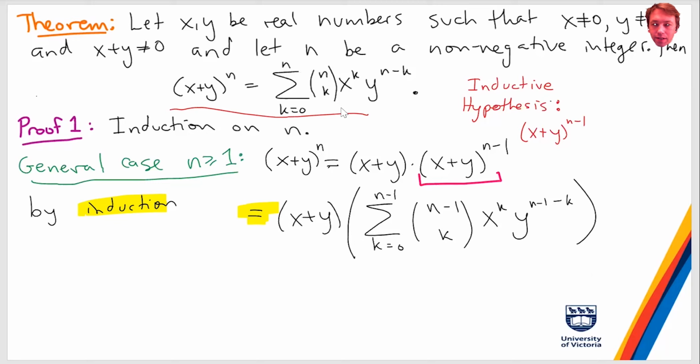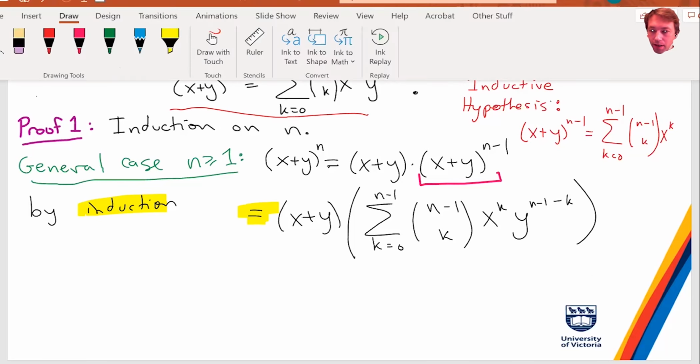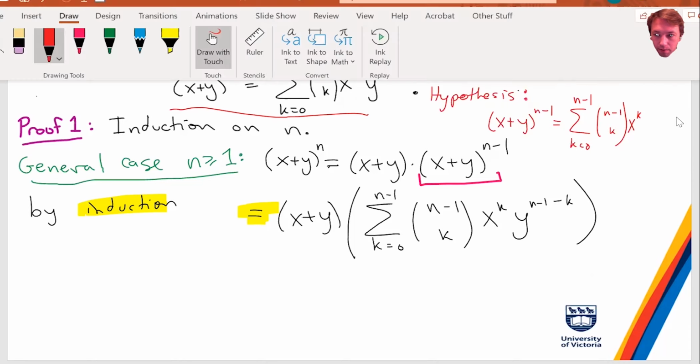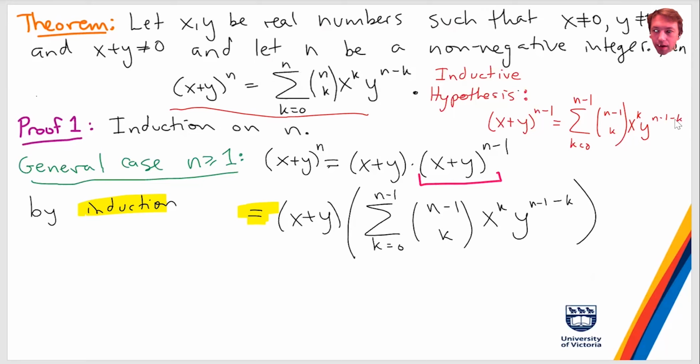The inductive hypothesis is that x plus y to the n minus 1, which is the statement of the theorem applied to n minus 1, equals the sum k equals 0 to n minus 1 of n minus 1 choose k, x to the k, and I'm running out of space here. Let's move this over. The last thing is y to the n minus 1 minus k. It's basically the thing we're trying to prove, except we plug in n minus 1 for n. So here we're applying the inductive hypothesis by making this substitution, that this equals that.